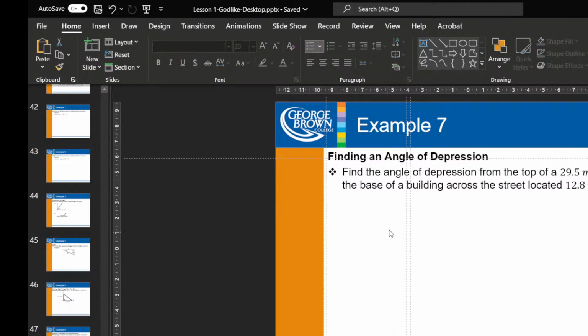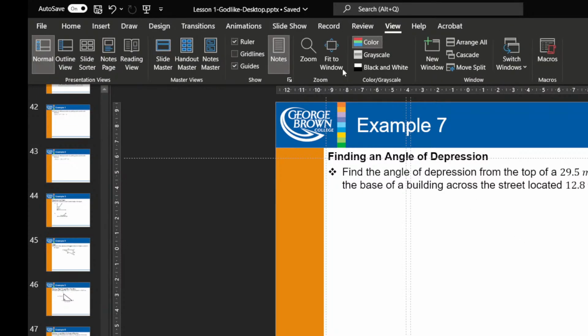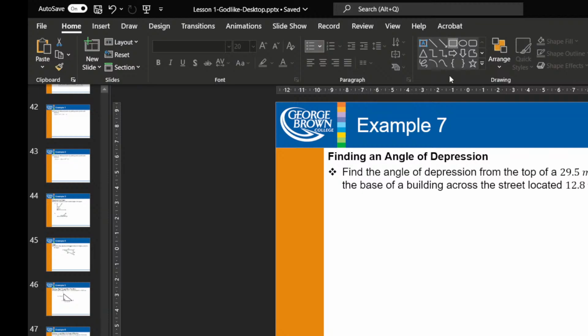Last question. Okay, finding the angle of depression. Let's do the same exercise here. Let me just take off my little guides here. Find the angle of depression from the top of a 29.5 meter building to the base of a building across the street located 12.8 meters away. It's the same thing, right? But this time it's the angle of depression, not the angle of elevation.